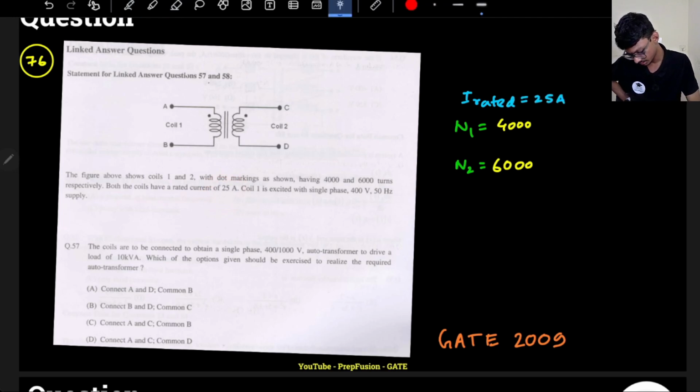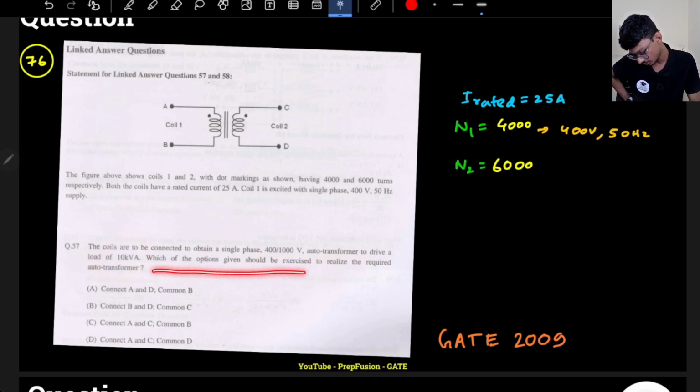will be 25 amperes. Coil 1 is excited with single phase 400 volt 50 hertz, and the coils are connected to obtain a single phase 1000 volt auto transformer to drive a load of 10 kVA. Which of the following options should be exercised to realize the required auto transformer?